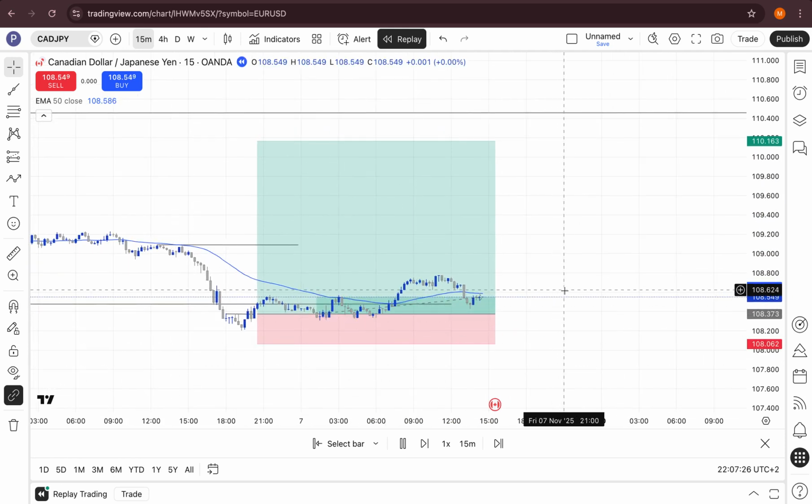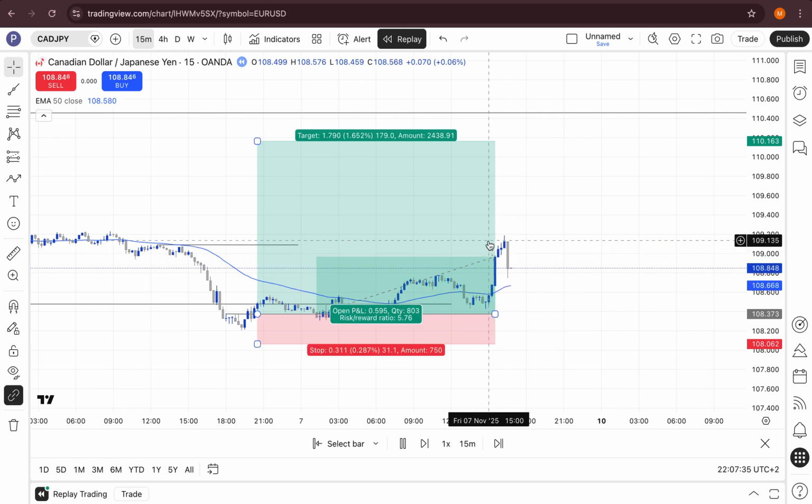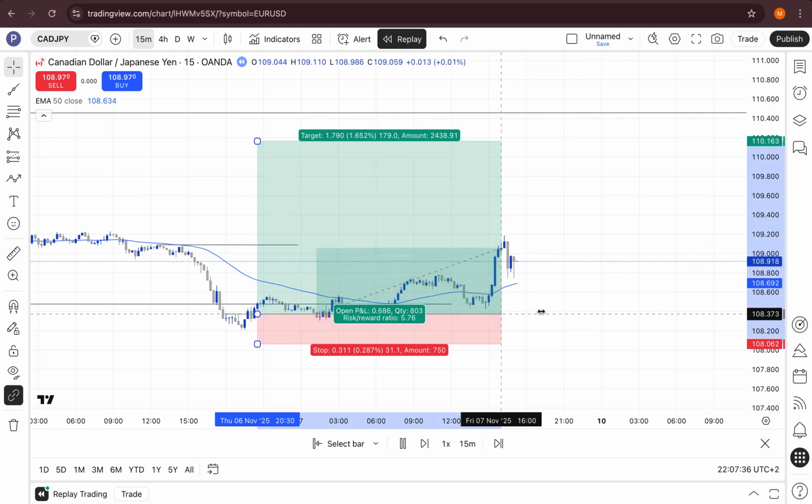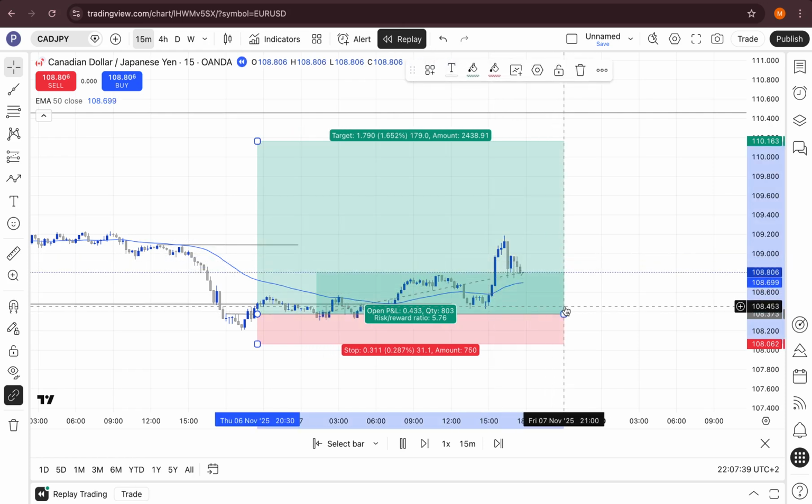So you need to be strong when it comes to emotions because this strategy gives you long trades. It's for swinging, not for scalping. So you can actually see how nice the market is. The market is actually moving, and we are using the simple strategy which I actually taught you, right?